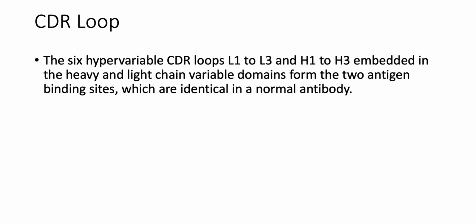The six hypervariable CDR loops, L1 to L3 and H1 to H3, embedded in the heavy and light chain variable domains, form the two antigen binding sites, which are identical in a normal antibody.